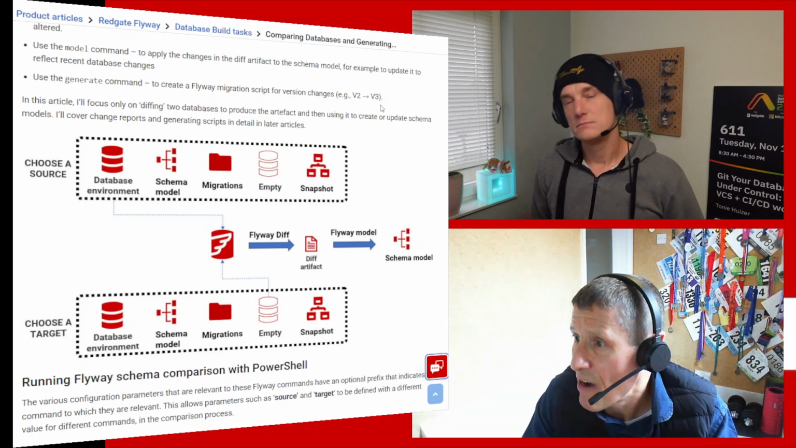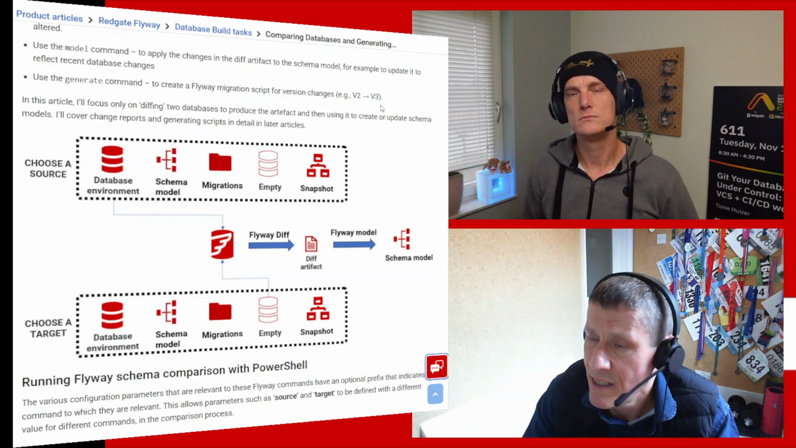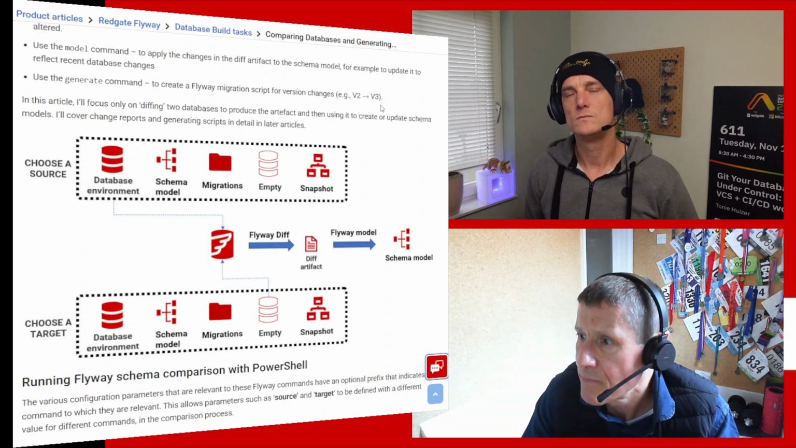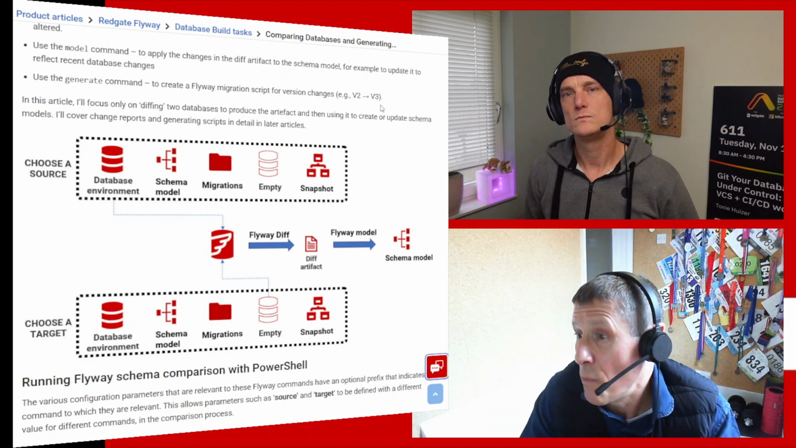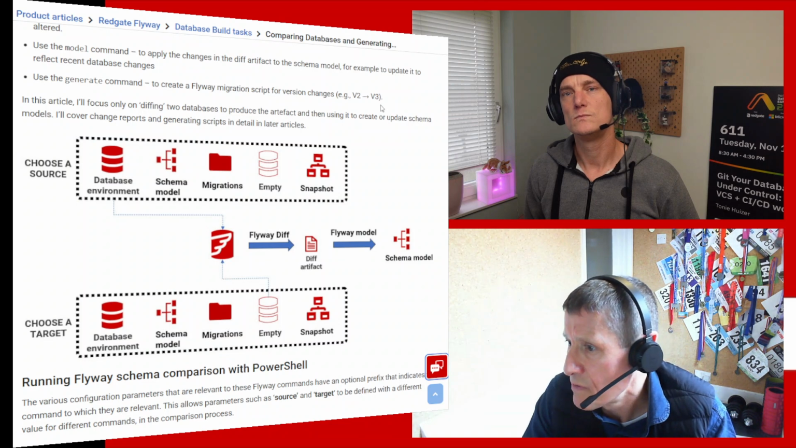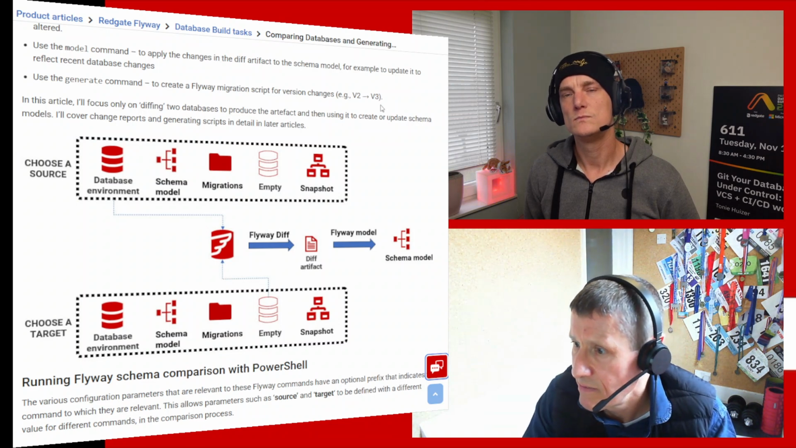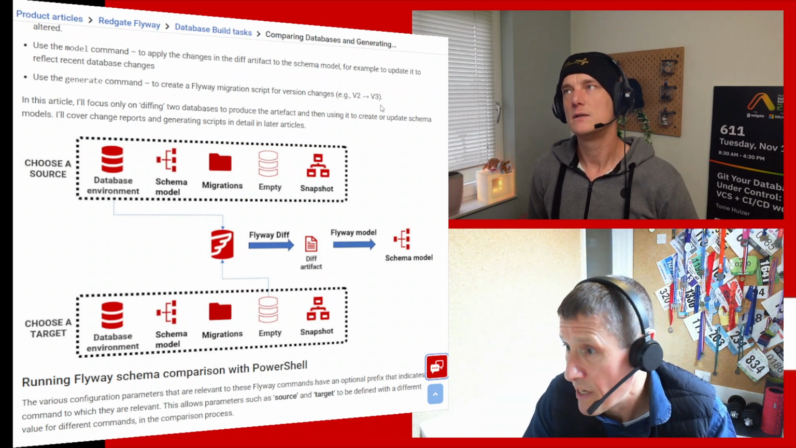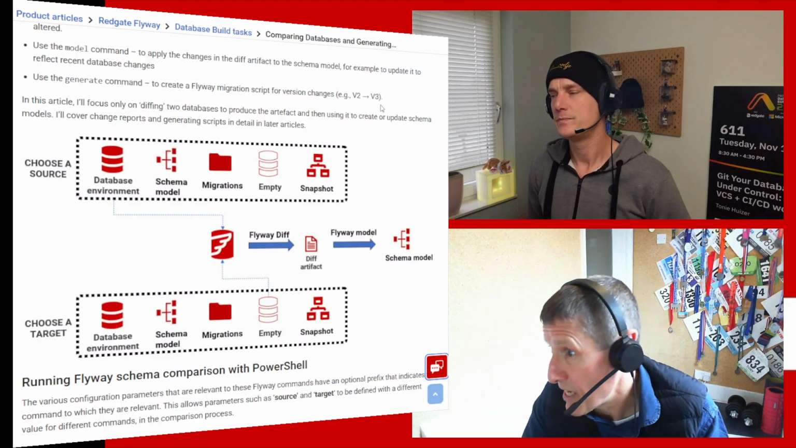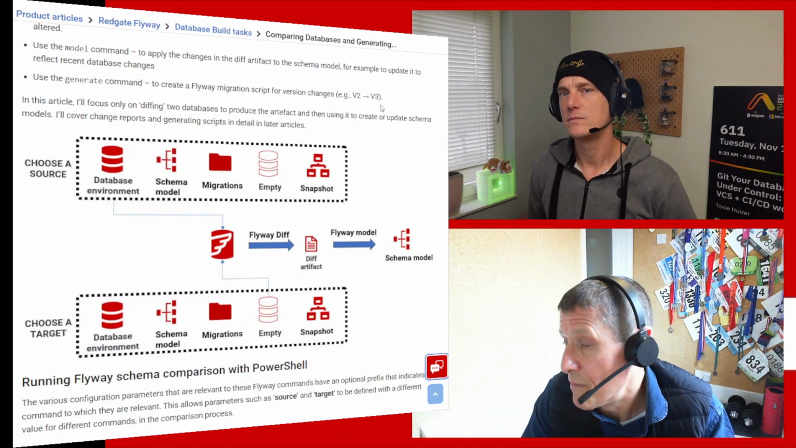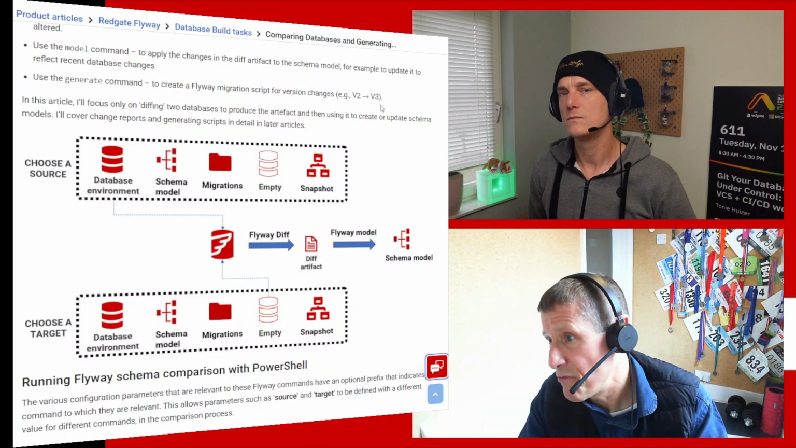So the diff artifact will say, okay, this object only appears in the source, so we'll have to create it in the target. This object is only in the target, we'll have to remove it, which you have to be careful with a little bit. Or it's in both, but they're different, and this is how.